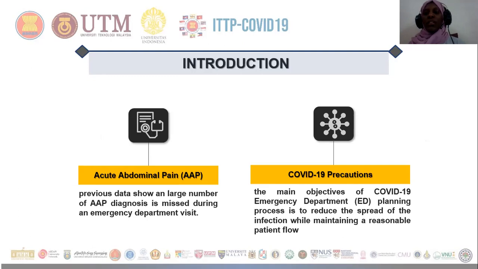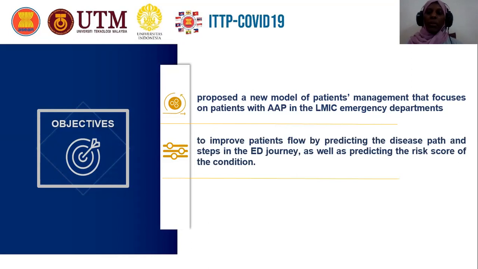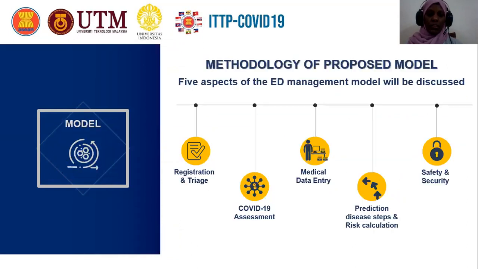The emergency departments are planning to reduce the spread of the infection while maintaining a reasonable patient flow. For this reason, we proposed a new model of patient management that focuses on patients with acute abdominal pain in the low and middle income countries' emergency departments. This model will improve patient flow by predicting the disease path and steps in the emergency department, as well as predicting the risk score of the conditions, and this can reduce overcrowding and enhance the accuracy of the diagnosis. Also, the model allows seamless information transfer between the emergency department staff.